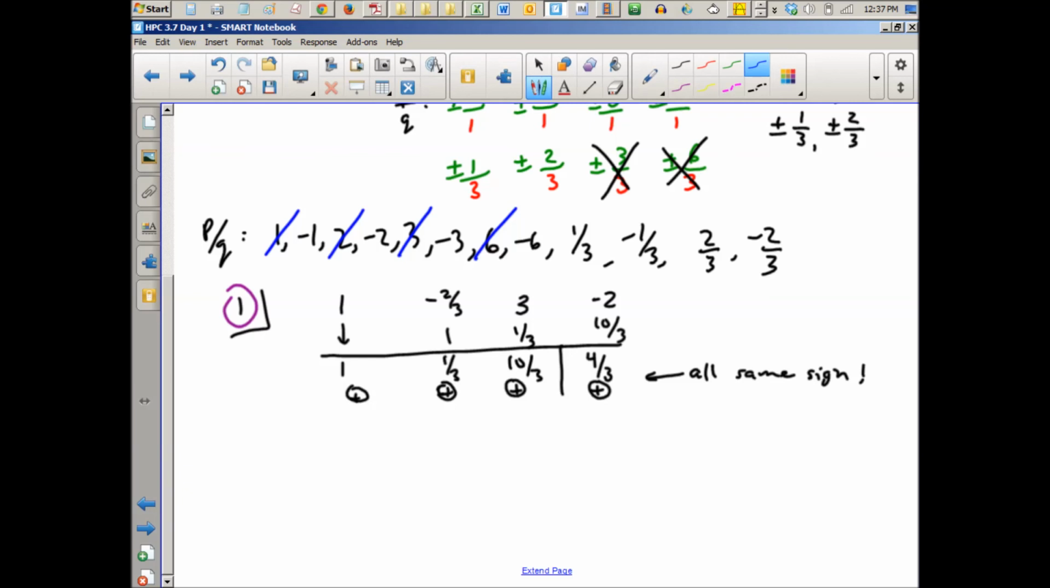Okay, so if it's not 1, then what is it? Well, the only positive choices I have left are 1/3 and 2/3. So let's go and try 1/3 real quick.